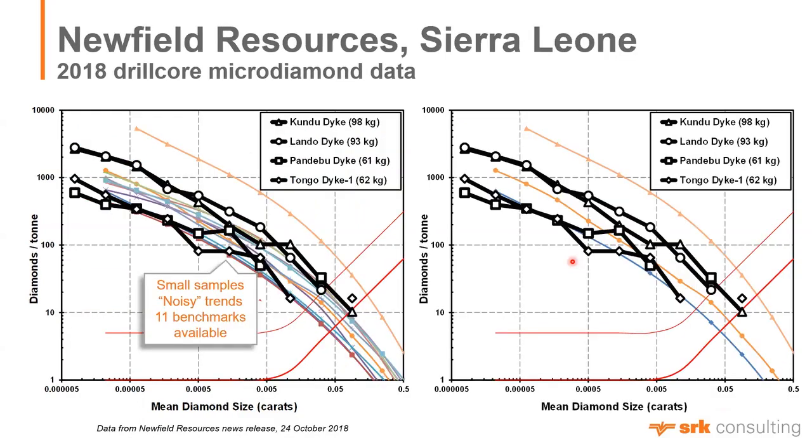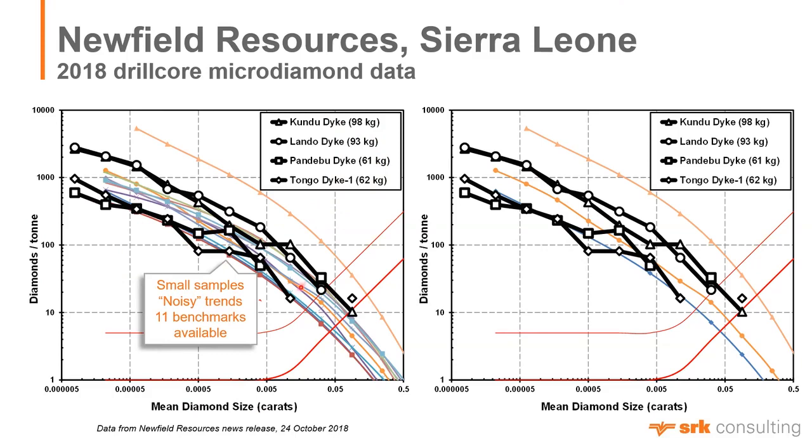Here's another example, Newfield Resources from Sierra Leone. They've got a whole bunch of dikes, 2018 drill core microdiamond data. When you drill a dike and the intersection is fairly narrow, you end up with small sample sizes. All of these microdiamond samples are less than 100 kilos. They represent different dikes. There are 4 different dikes represented over here. And when you take small samples, you end up with noisy data.